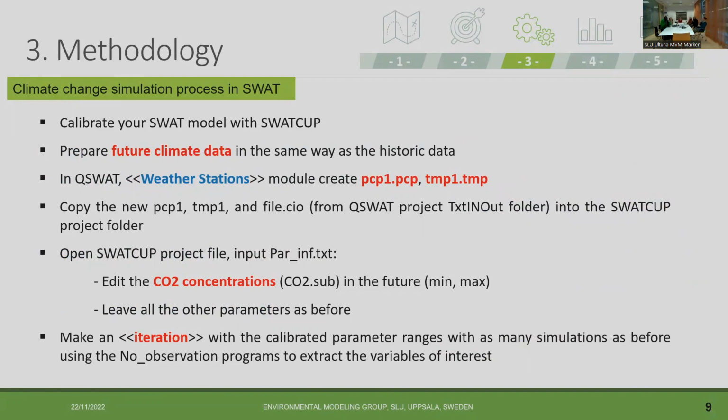If you have a general idea, you can put in that range. If you don't, then you just put in the entire range. For me, I didn't know much, so usually it's an average of about 400, but I just put the entire range from 0 to 1,000, and then the model will pick the best carbon dioxide concentration based on the input data. And then you do the number of iterations with the parameters that you had set, a similar number of iterations as during the calibration. Mine, I did 500 iterations, and then I extracted the variables using the no observation option in SWAT-CUP.